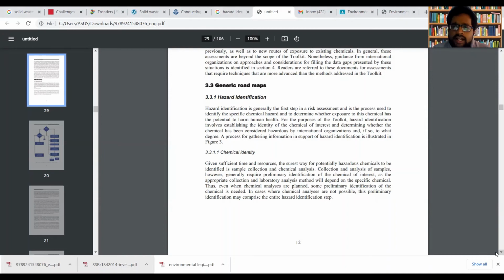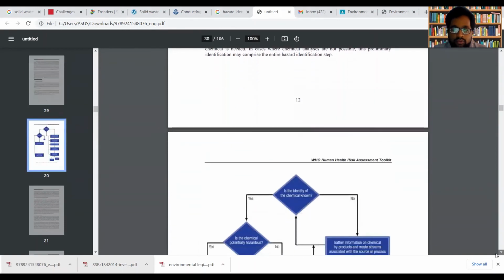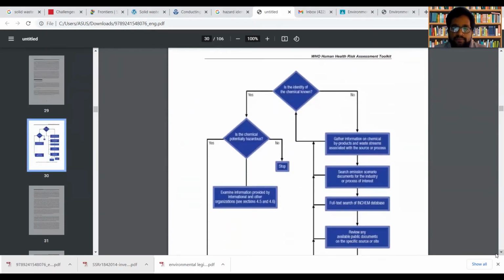So some preliminary identification of the chemical is needed for hazard identification. If we are dealing with a chemical hazard, some preliminary method by which the identification of this chemical is made possible is very much required. But in some cases, the problem is that chemical analysis is not possible. In such a case, the preliminary identification will include the entire hazard identification step. So now please observe this flow chart.